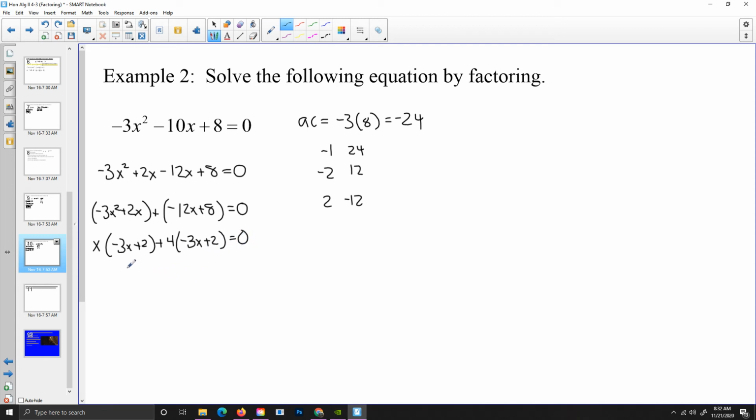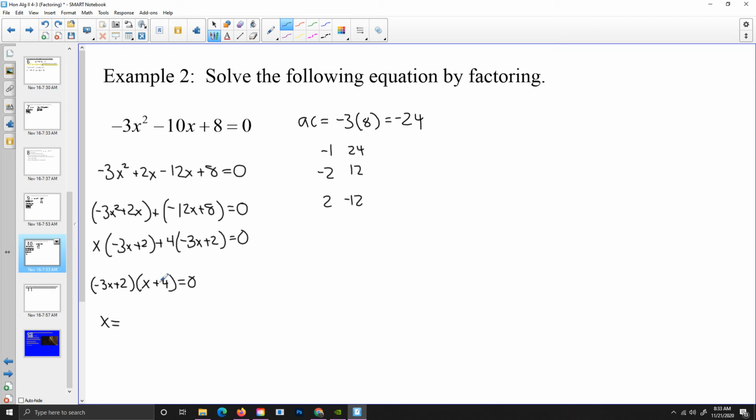And so I see, again, I feel confident in this answer because I have -3x plus 2 and I have -3x plus 2. So when I factor out a -3x plus 2 from the first term, I'm left with just x. And then when I factor out a 3x plus 2 from the second term, I'm left with just 4, equaling 0.